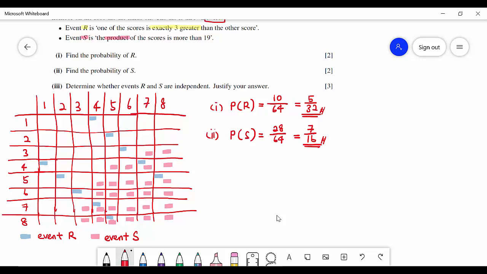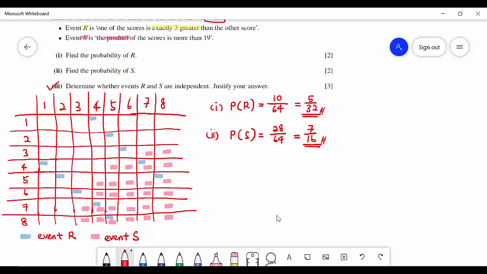In my opinion, every time we have two dice, or when you throw a die twice, generally the outcome can be shown very well by using the possibility space diagram. For me, this is a good method. If we are having any question with two dice, or when we have one die and one coin, a possibility space diagram is a good method to show all the outcomes. Right, so let us continue to part number 3.